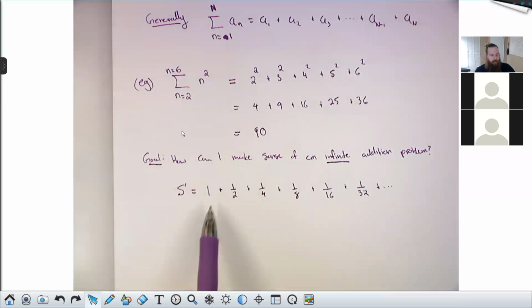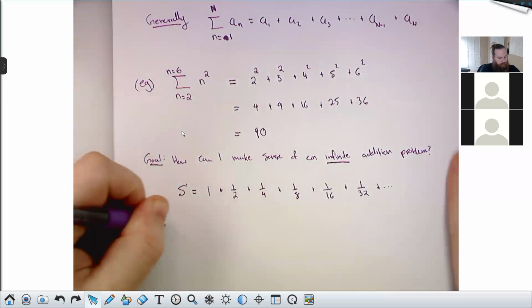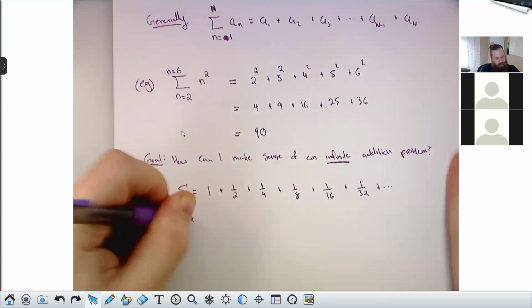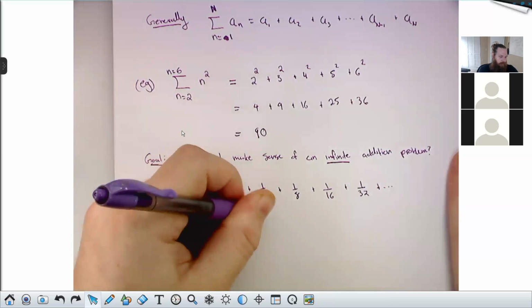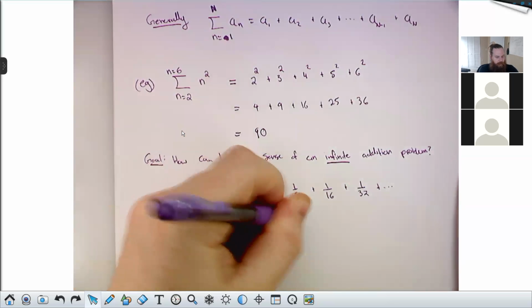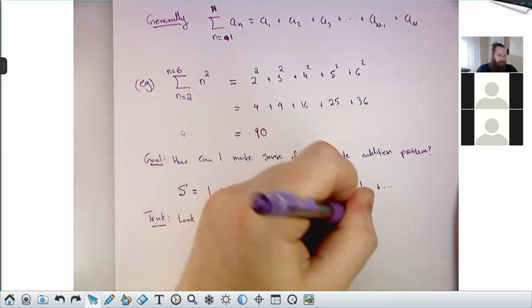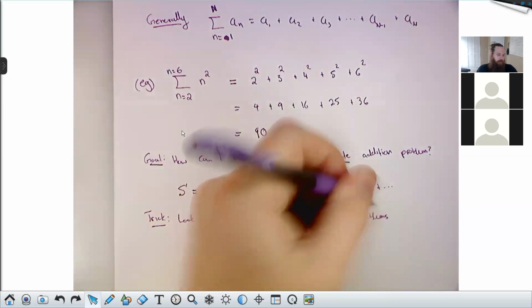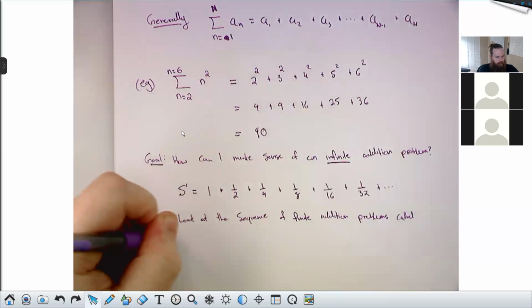In other words, my claim is that this infinite addition problem is equal to 2. How on earth could we know that? The trick is to look at what are called partial sums. I look at the sequence of finite addition problems called partial sums of S.